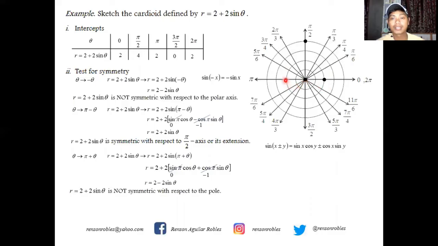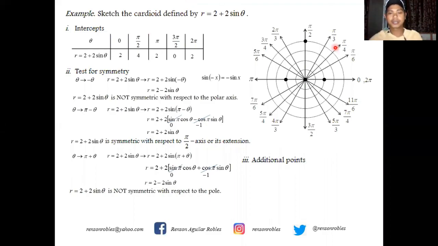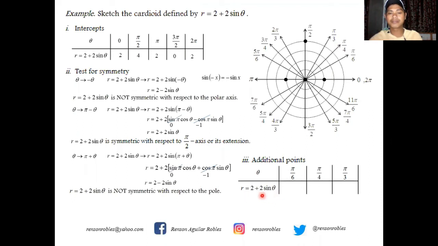It's facing downward and pointing upward. Okay, so the next step is to add additional points and we complete this table. We look for the value of r whenever theta is pi over 6, pi over 4, and pi over 3. Okay, so if theta is pi over 6, you get r equals 2 plus 2 sine pi over 6. Sine pi over 6 is 1/2 times 2, that's 1, plus 2, that's 3.